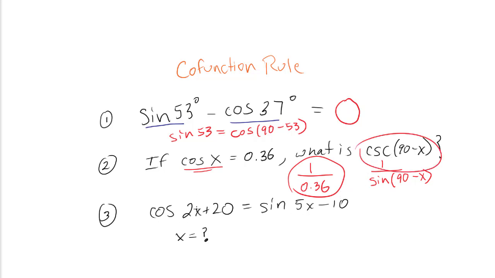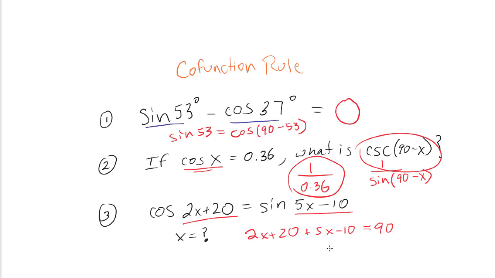Okay, what if I had cosine of 2x plus 20 equals sine of 5x minus 10? What is x? Slightly different presentation. But again, I'm going to use my cofunction rule as a way to set up the algebra. In order for the cosine of an angle to equal the sine of another angle, those angles must be complementary given our cofunction rule. It's another way of looking at it. So the angle that represents 2x plus 20 plus the angle that represents 5x minus 10, which must be complementary, sums to 90 degrees.